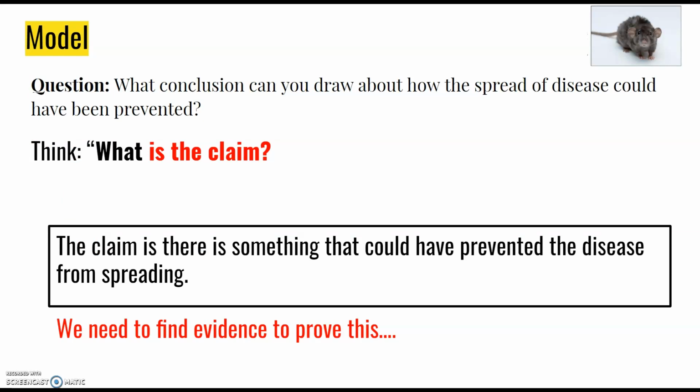So here's a practice question. I want you to go ahead and read it with me. What conclusion can you draw about how the spread of disease could have been prevented? Well, I already know that this is an inferential question because the question is asking me to draw a conclusion. So now I'm going to stop and think, what is the claim? The claim is that there is something that could have prevented or stopped the disease from spreading. We need to go back in the text to find evidence to prove this.